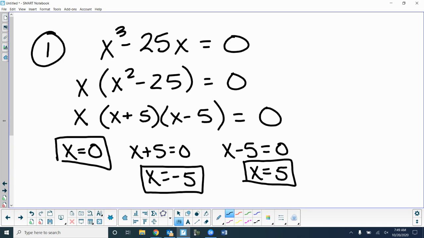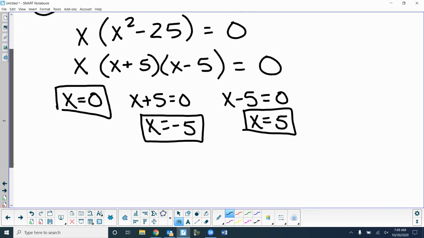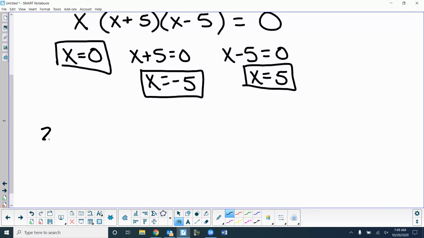The polynomial ones, these first 2, you don't have to check to see if they work. Okay, any questions on that? Okay, number 2 also has a GCF. This has an x to the 4th to start, so I'm thinking there should be 4 answers.